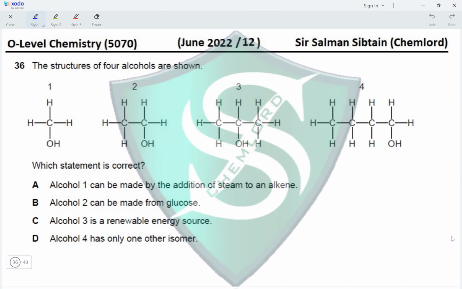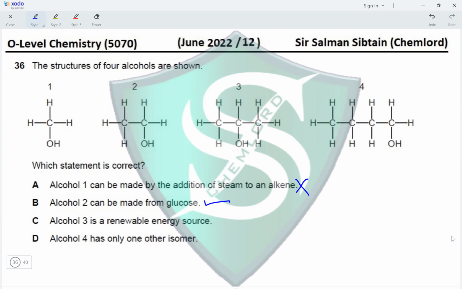Alcohol 1 contains a single carbon. The functional group in an alkene is a double bond, so the minimum number of carbons required for an alkene would be 2. A single carbon alkene does not exist, so this option is definitely wrong. B, alcohol 2 can be made from glucose. This is ethanol. Ethanol can be made from glucose. Yes.